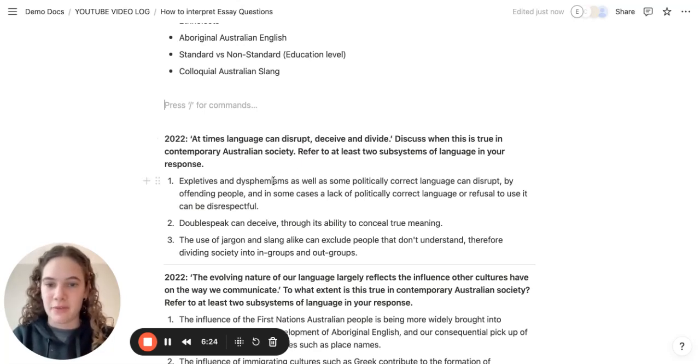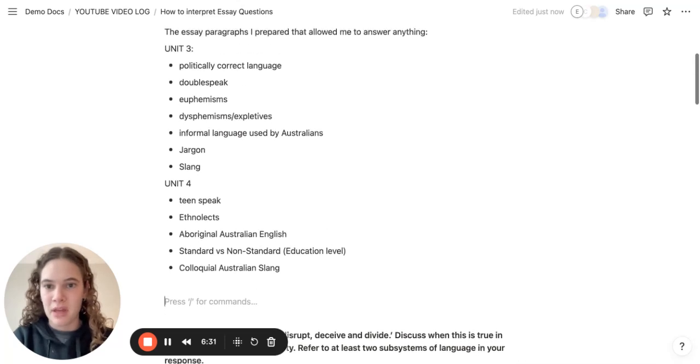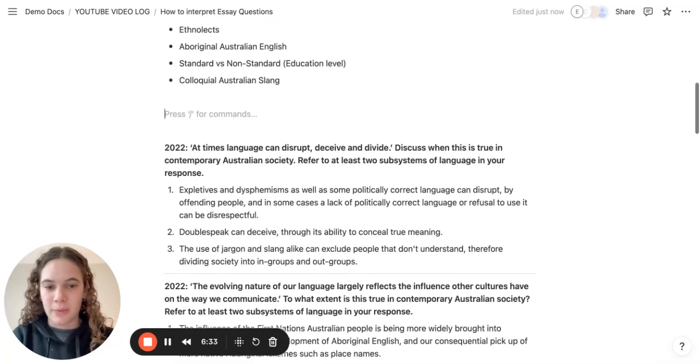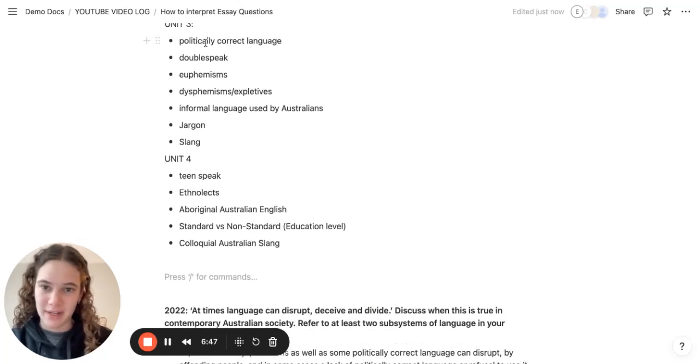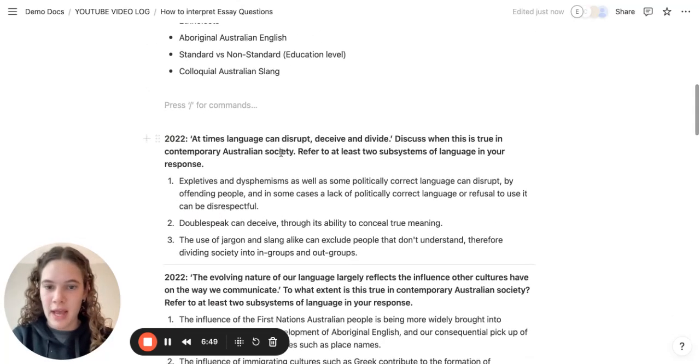So I thought to myself, okay, when does language disrupt? Expletives and dysphemisms, immediately going up to the Unit 3 topic. So when people swear, it disrupts us, right? It causes people to be disgruntled, offended, all of that sort of thing. So expletives can disrupt, and some politically correct language can also disrupt. So I've picked maybe one example that I thought might fit in there as well. And in some cases, a lack of politically correct language, or refusal to use it, can be disrespectful. So I think I've merged the two.